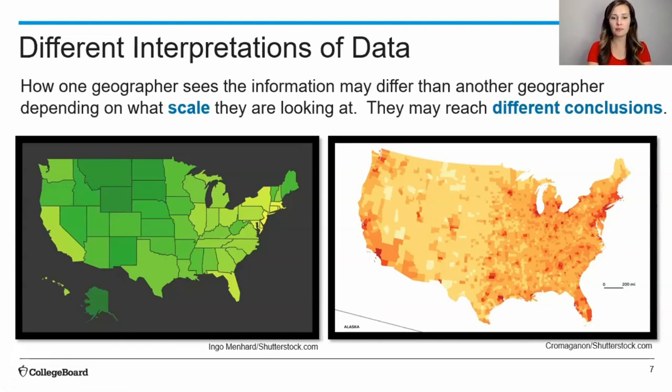But if I zoom in here and I'm perhaps trying to decide where resources should be distributed for human populations, this map right here on the right-hand side gives me a lot more specific information. I'm not going to spread those resources evenly throughout the state of California. Instead, I'm going to concentrate those resources on the places where I have the greatest amount of people. So one geographer may have one plan based on one map and the data therein, whereas another geographer may come up with a different plan or different conclusion based on using a different map.